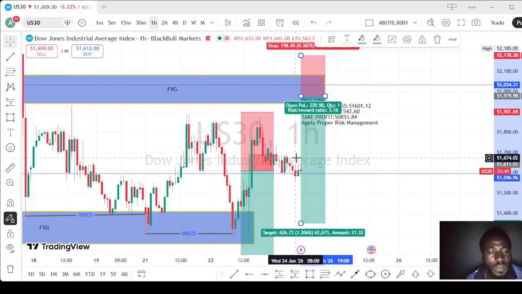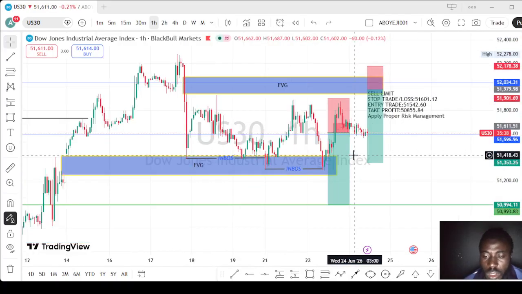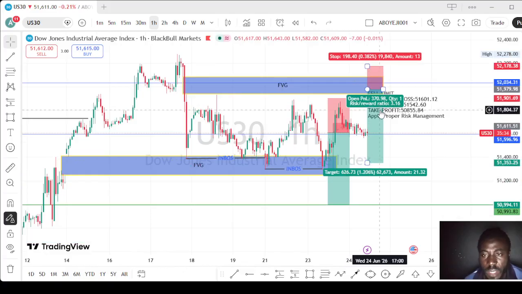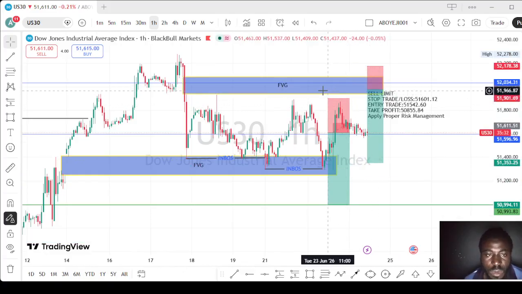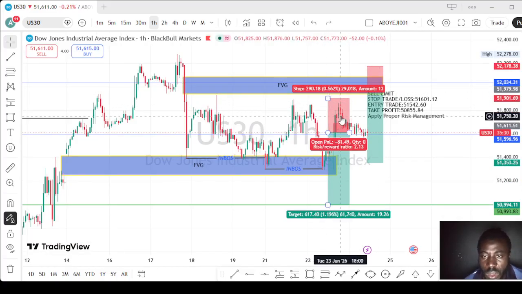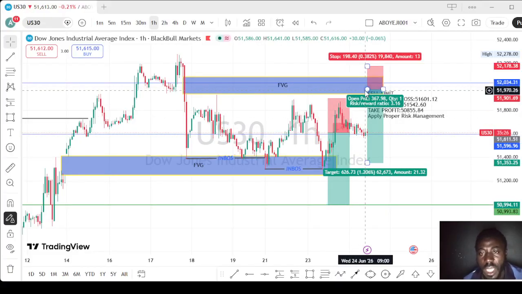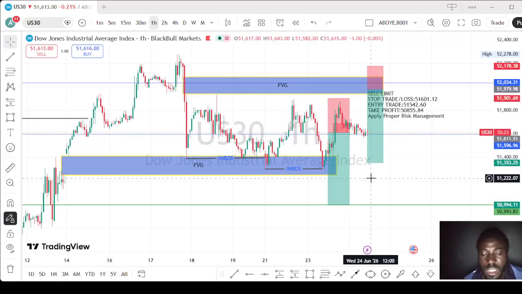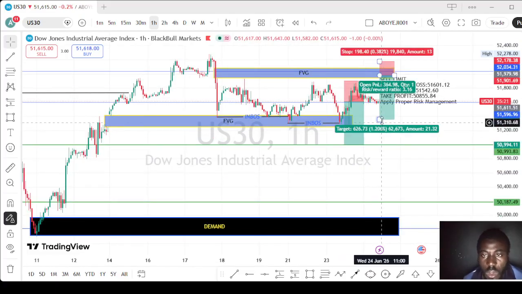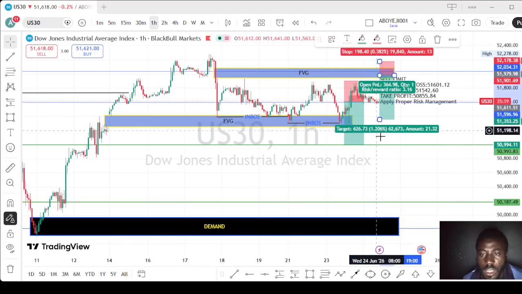This is what I'm having, seriously, and this is what I'm seeing. I'm expecting this will serve as liquidity because there's one FVG here. So we don't know if the market can come to this FVG and continue the line trade. That's what I'm looking for.